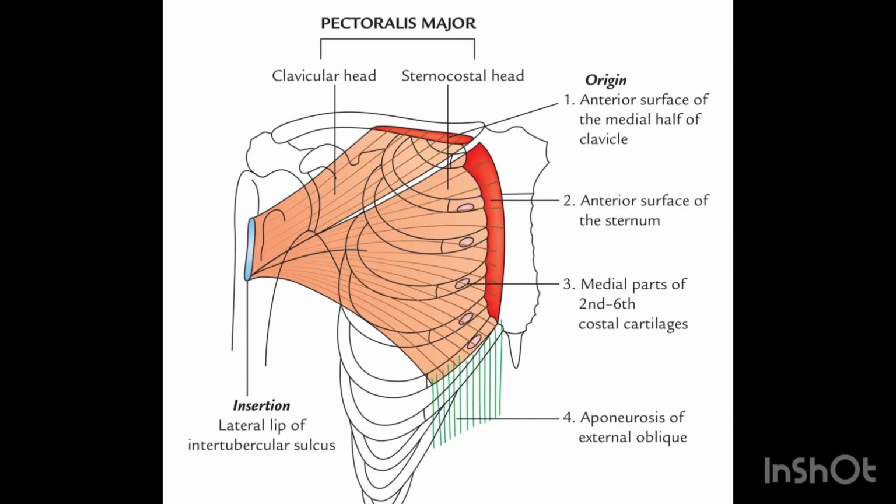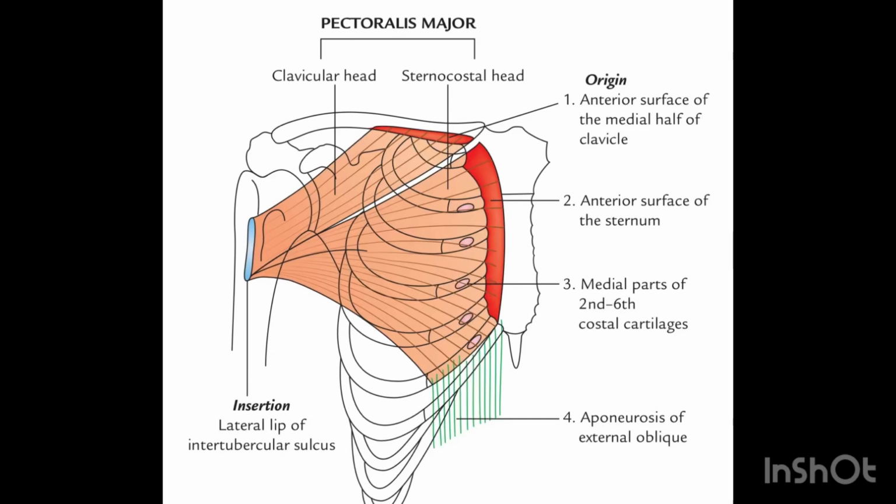So you remember that the pectoralis major has two heads: a clavicular head and a sternocostal head. The clavicular head is coming from the anterior surface of the medial third of the clavicle, while the sternocostal head is coming from the anterior surface of the sternum, superior six costal cartilages, and aponeurosis of the external oblique muscles. Don't forget.